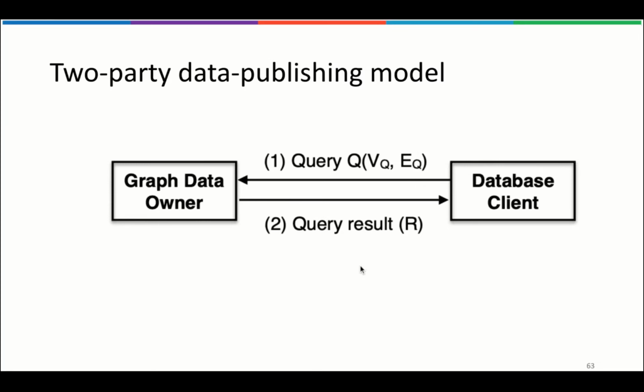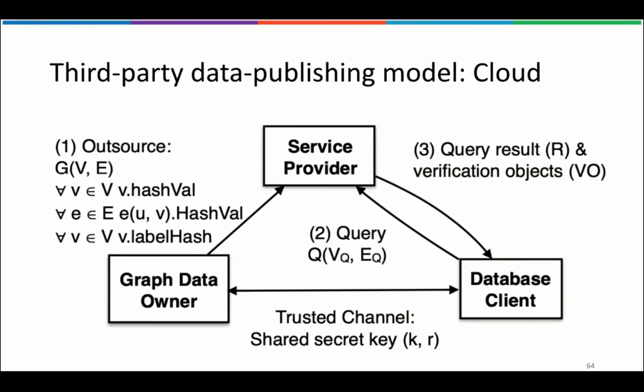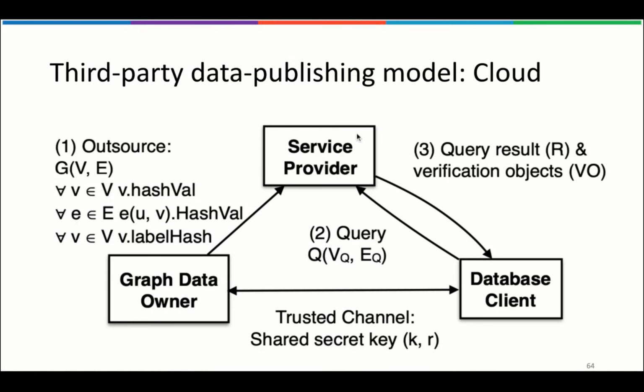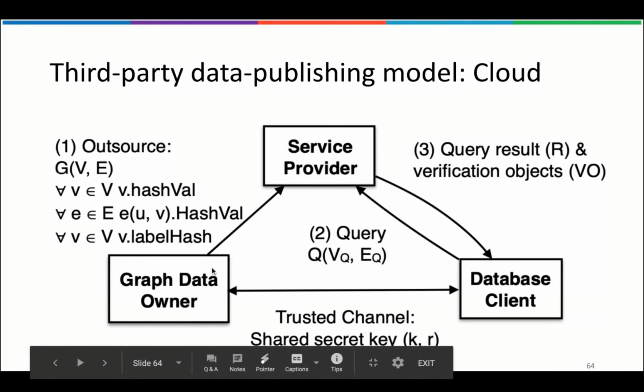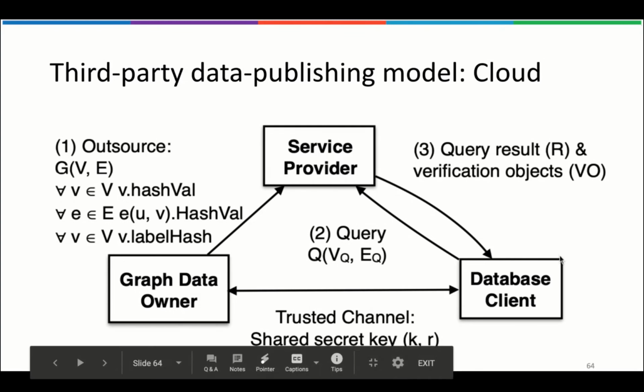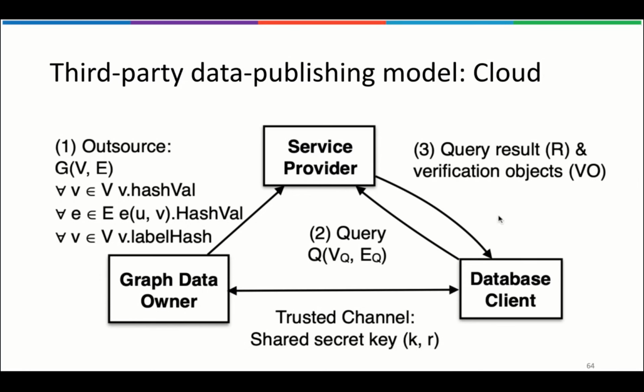You have a third-party data publishing model where a graph data owner uploads their data to a graph data service, right? Suppose you have genomic data, you are a researcher, you publish this genomic data to the graph database as a service, and then there are database clients, who are other researchers, who want to query the genomic data and receive results.